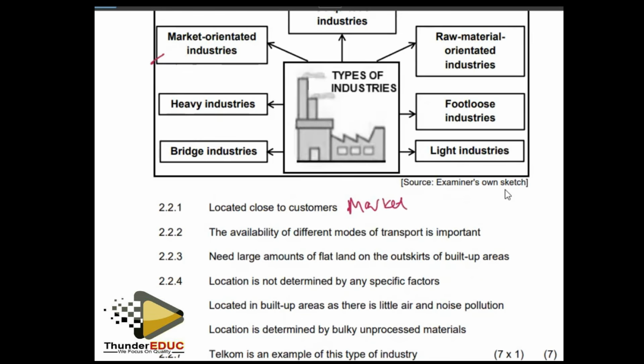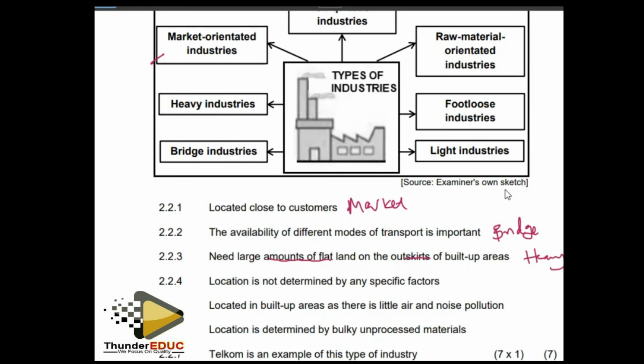The next one, they say the availability of different modes of transport is important. The availability of different modes of transport is important. So the answer is bridge. 2.3. Needs large amount of flat land and is on the outskirts. Obviously, that is heavy industry.